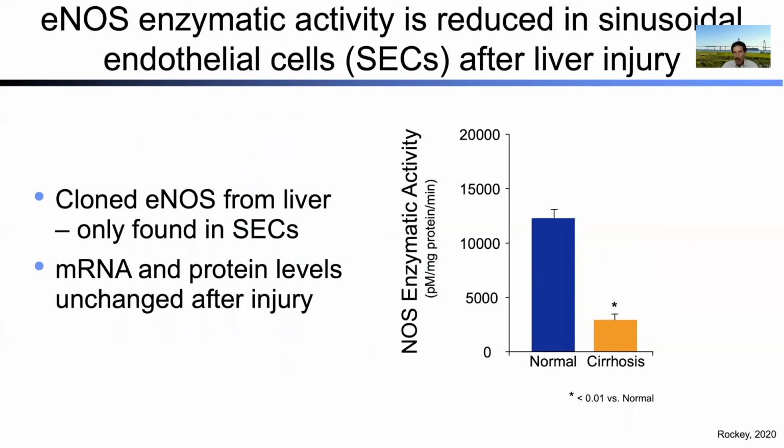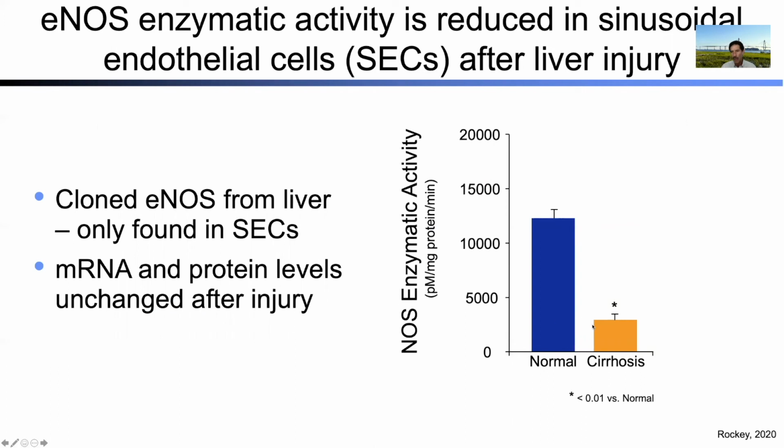So we became interested in the nitric oxide story in liver and hypothesized that NO would be produced by sinusoidal endothelial cells, and lo and behold, it certainly was. We were the first to clone eNOS from endothelial cells. But interestingly, the mRNA and protein levels were unchanged after injury. However, the level of the enzyme activity was dramatically reduced in the cirrhotic liver.